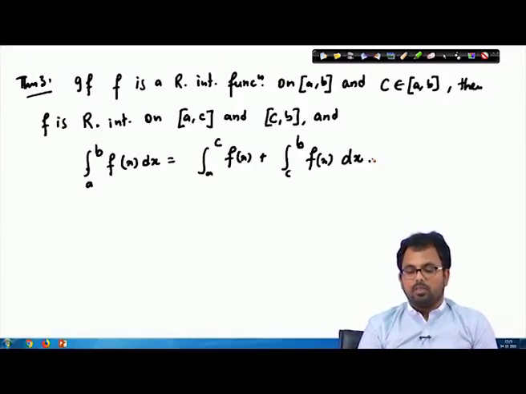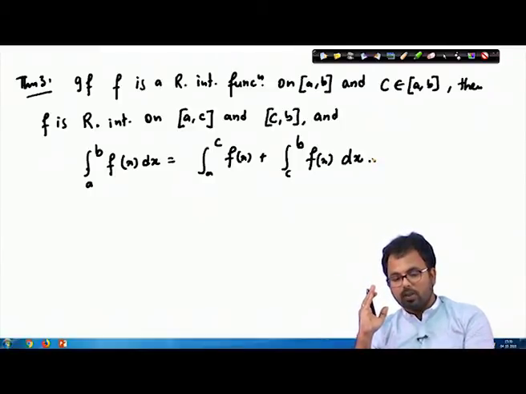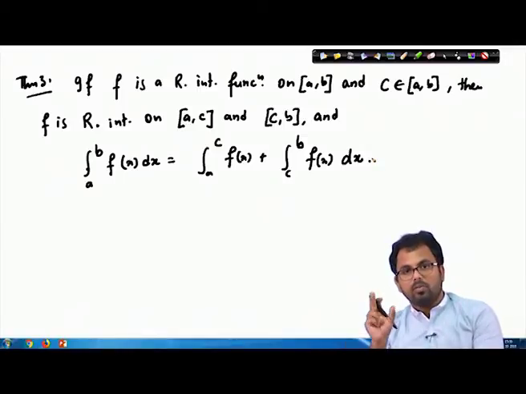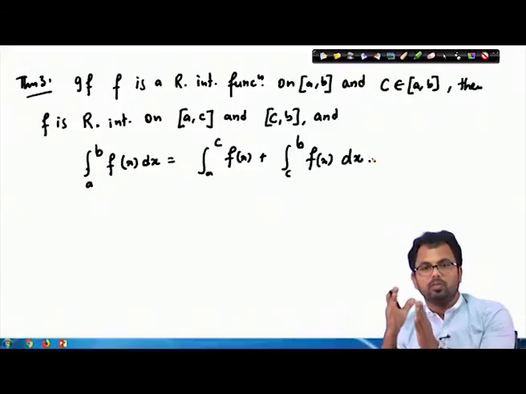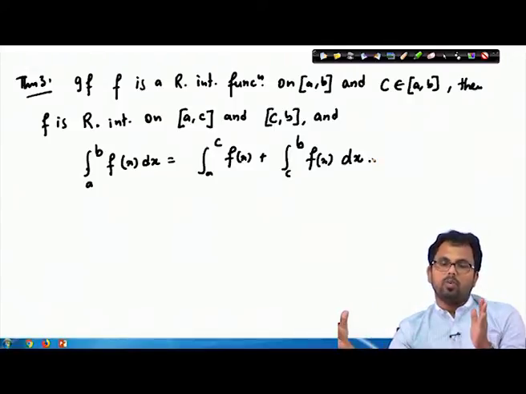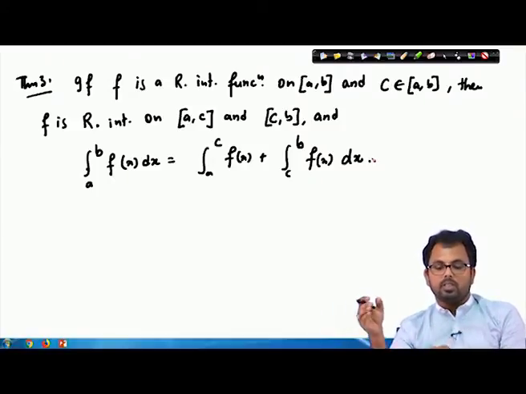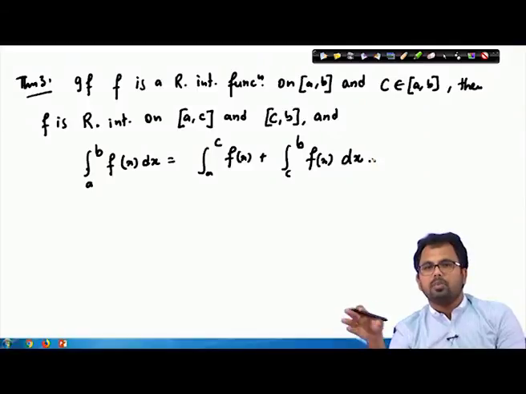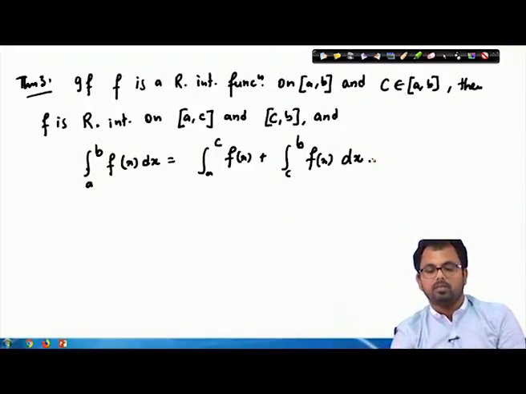That means you can take as many points as you please in your closed interval a to b, and the sum of the integrals on each of those subintervals will be the integral of the whole function f on the whole interval a to b. So not only c, you can take as many points as possible in between a and b, and the result would still be true.